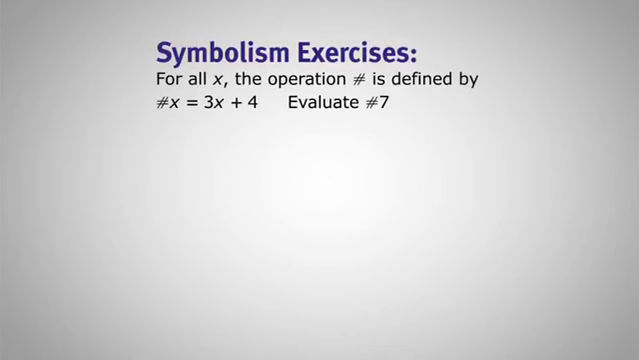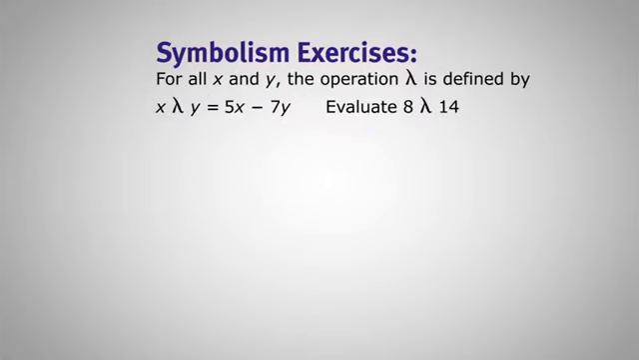The question states, for all x, the operation pound symbol is defined by pound symbol x is equal to 3x plus 4. The question asks us to evaluate pound symbol 7. Now, what we want to do with this question is take the value that comes after the special symbol and plug it into the original equation wherever you see x. So, rewriting the expression, we get 3 times 7 plus 4, which equals 21 plus 4, or 25.